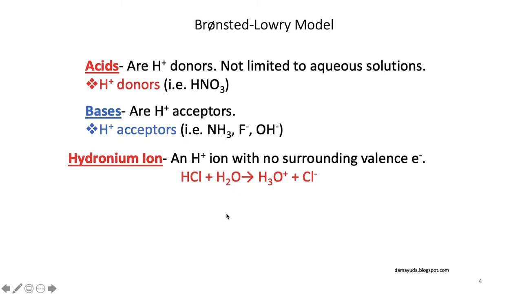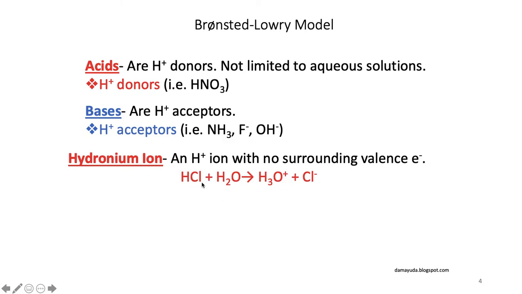If the atom loses that electron, all you have left is one proton. Therefore, the hydronium ion, the H plus, is just a proton that gets transferred from one to the other. Here's an example of that transfer. We have a strong acid here.